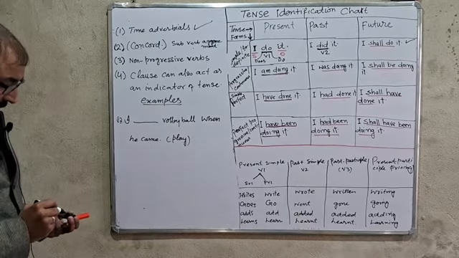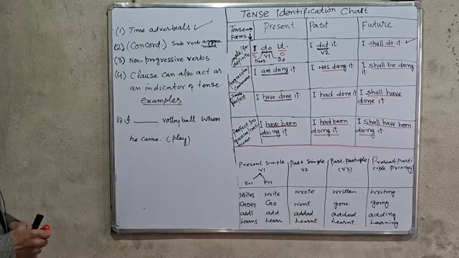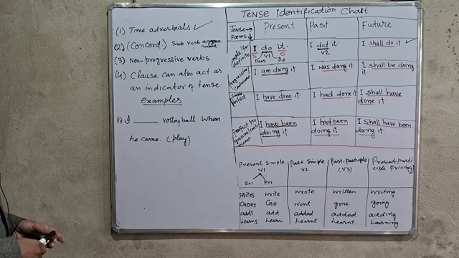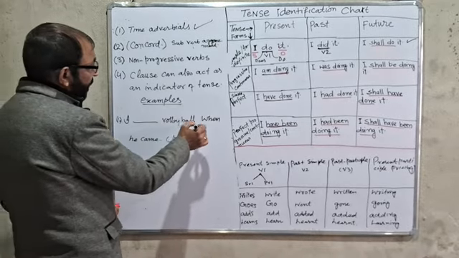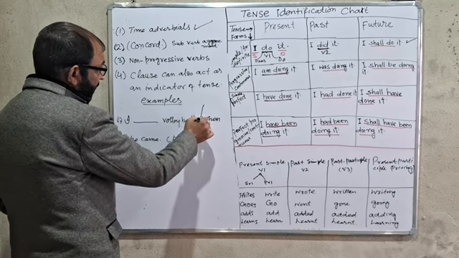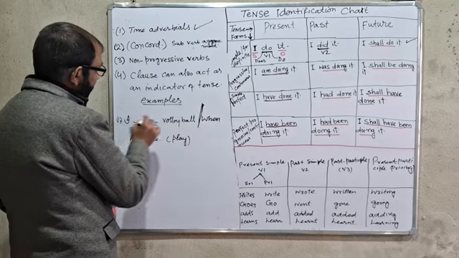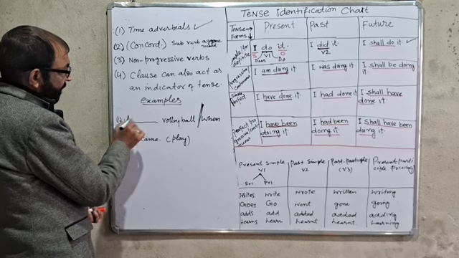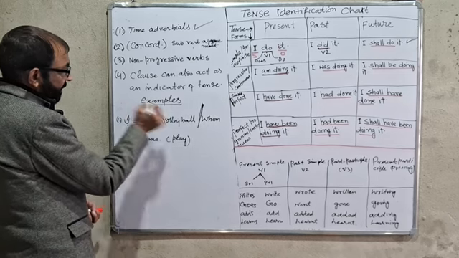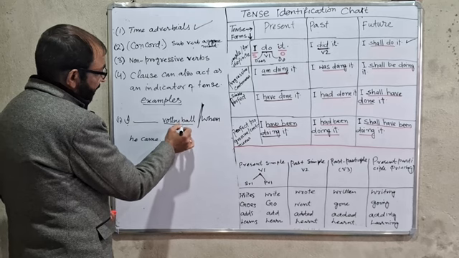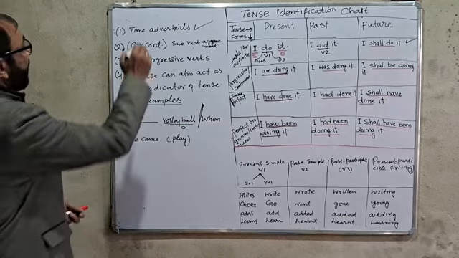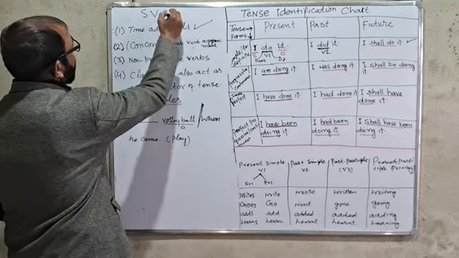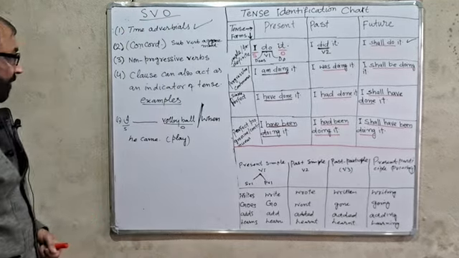I dash volleyball when he came. I dash volleyball. This is a simple sentence. Subject, verb here, and this is object. This is the structure of a simple sentence, SVO, that I have already told you about: subject, verb, and object.